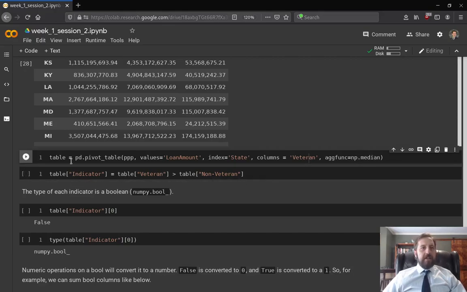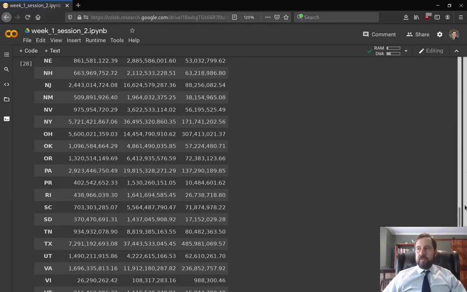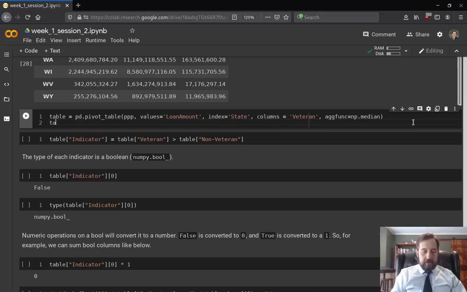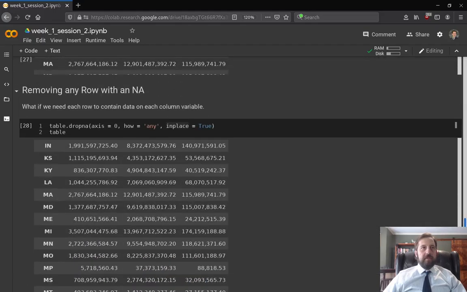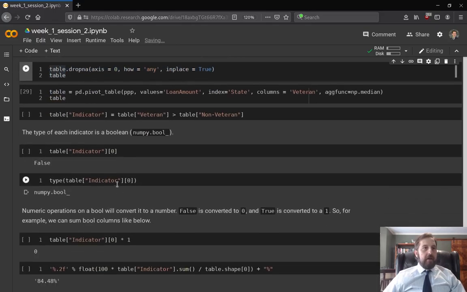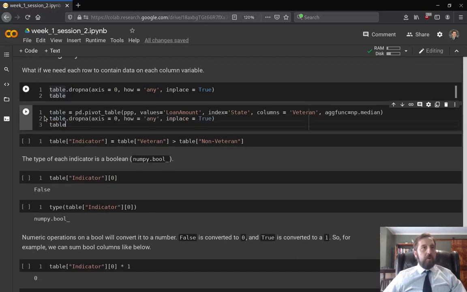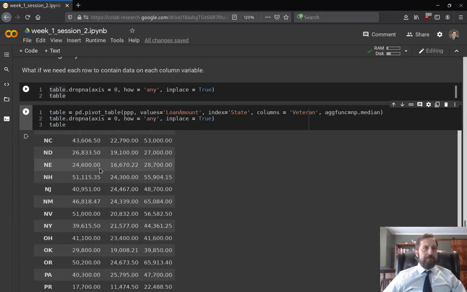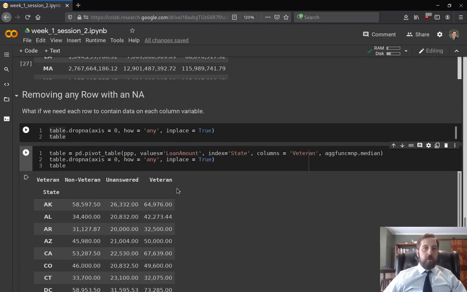So now let's create a table to which we're going to add an indicator function. Let's take a look at the table. Pardon this, but let's rerun this. We're going to look at the median, but I want to drop any NAs here as well. So we'll go ahead and paste that there and take a look at it. And now we have the median, and we have no NAs.